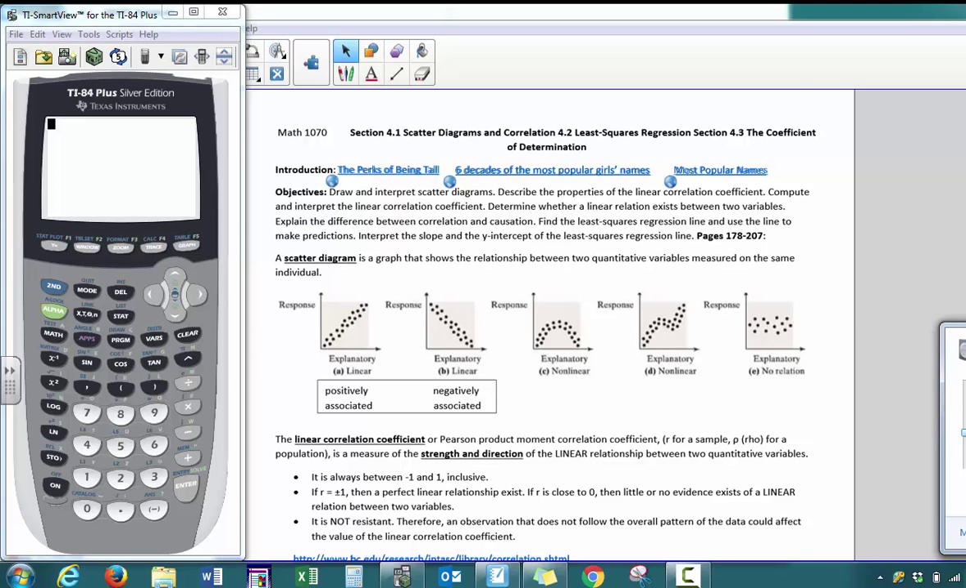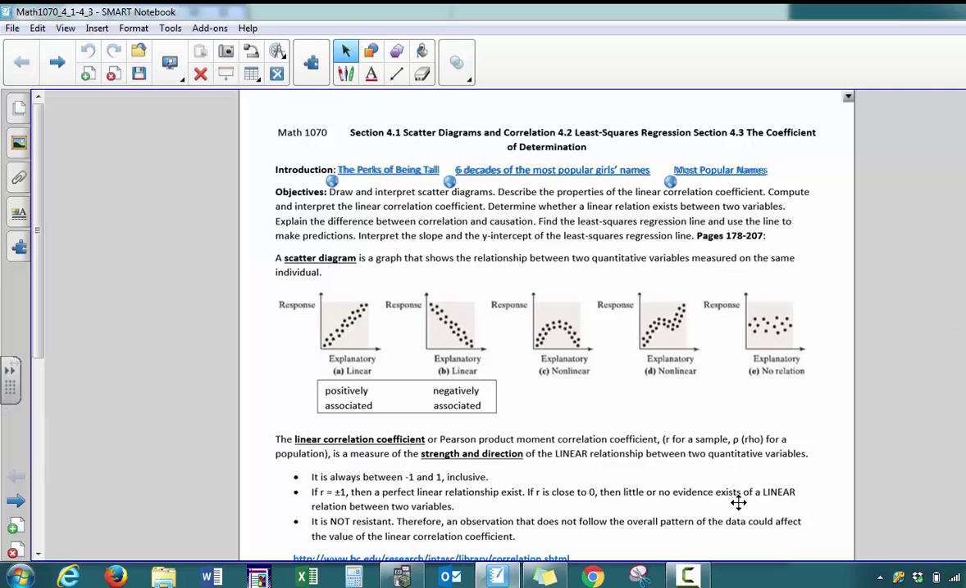In this video, we will be covering the lecture over sections 4.1 through 4.3. In these sections, we're focused on a different kind of data set, a bivariate data set. So instead of having one variable, we're analyzing two variables. One of the first graphs that we can create is called a scatter diagram.